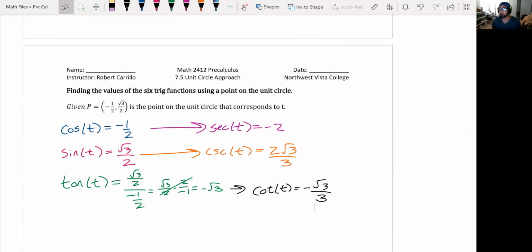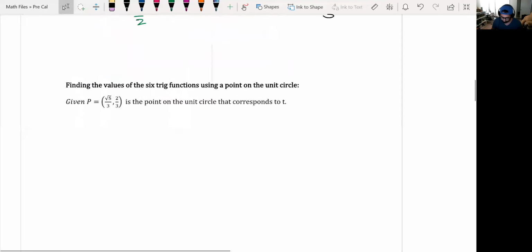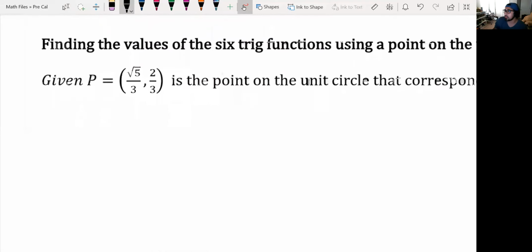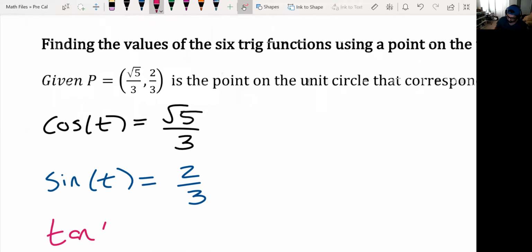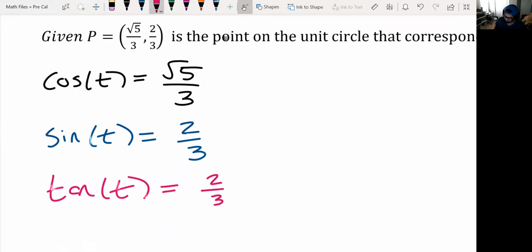That's it. And that's given some random point on the unit circle. You can still find the 6 trig functions of that given point. Okay. Do it again. Given the points square root of 5 over 3 and 2 over 3, find the 6 trig functions. So cosine of t is square root 5 over 3. Sine of t is 2/3. Tangent of t, put sine over cosine. So 2/3 over square root 5 over 3. Multiply by the reciprocal.